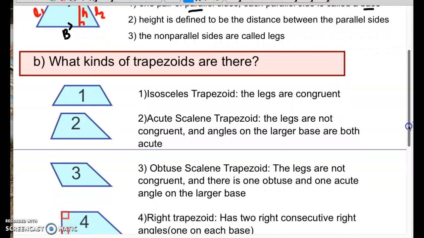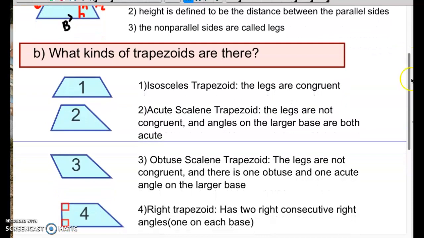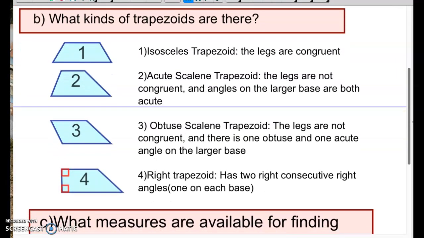Okay. So what kinds of trapezoids are there? Now, typically in my lesson at the high school, I would not discuss this obtuse scalene trapezoid. However, I am going to include it for this presentation. We have 4 different types of trapezoids. The first is our isosceles trapezoid, and just like an isosceles triangle, this means the 2 legs are congruent. We get a lot of properties from that, but that's the definition. This is one type of trapezoid.